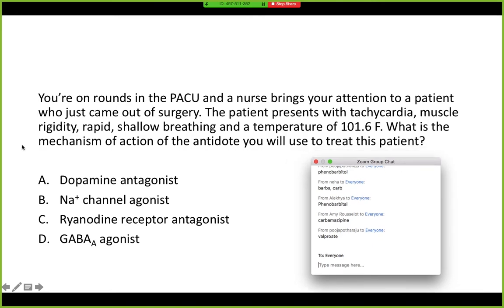Okay, so you're on the rounds in the PACU, and a nurse brings your attention to a patient who just came out of surgery. The patient presents with tachycardia, muscle rigidity, rapid shallow breathing, and a temperature of 101.6. What is the mechanism of action of the antidote you will use to treat this patient? Yeah, so the correct answer is C. And what would your diagnosis be? Like, what do you think is going on here?